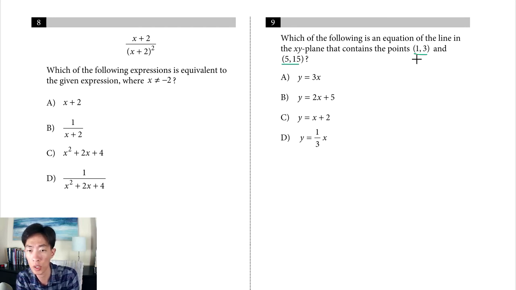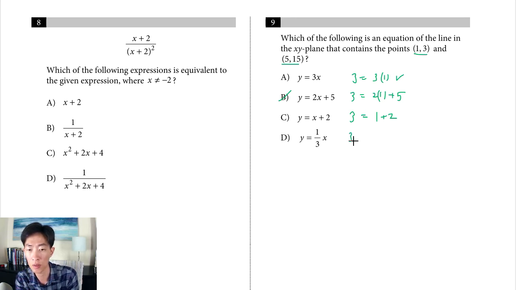I'm going to start with using 1, 3 because the numbers are a little bit easier. So let's plug it in for choice A. The y coordinate is 3 equals 3 times 1. That's true, so we have to keep A. Choice B, 3 equals 2 times 1 plus 5. Clearly not going to work. B is out. Choice C, 3 equals 1 plus 2. Choice C is going to work, so we'll have to plug in 5, 15 after.